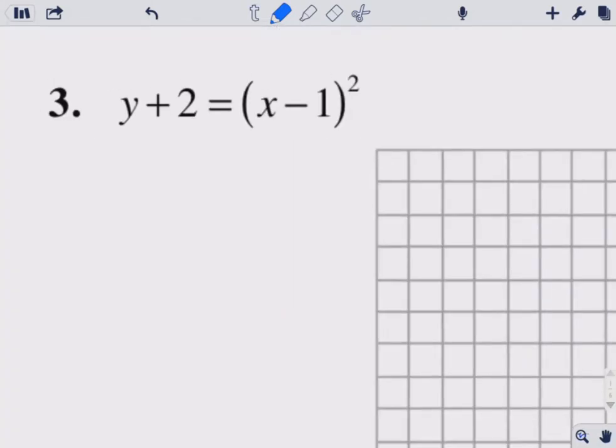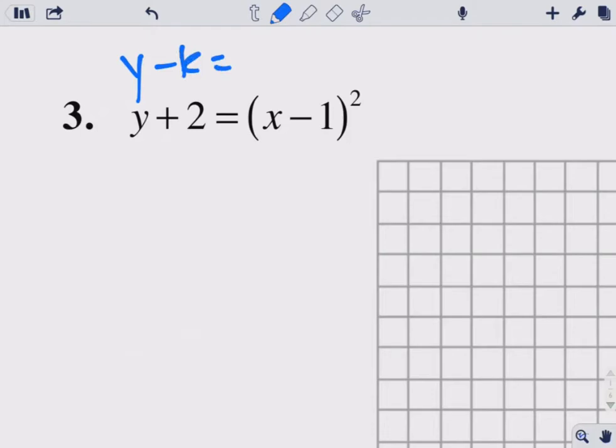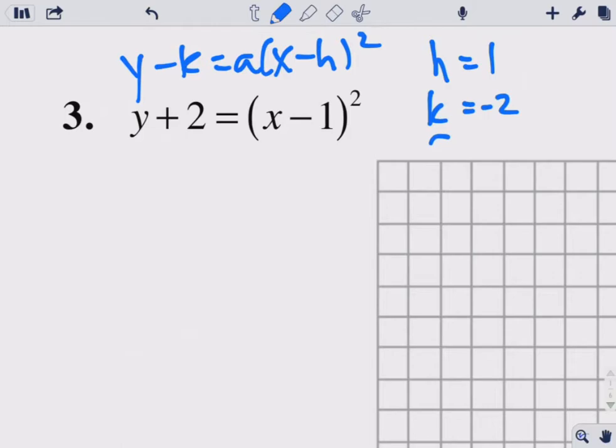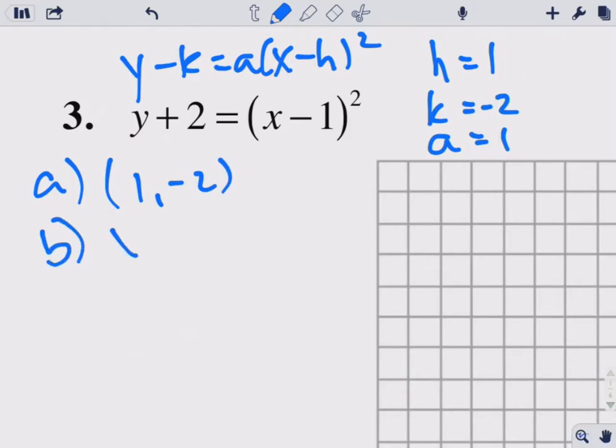So that's number 3. Okay, standard form, y minus k is equal to a times x minus h squared. So h is 1, k is negative 2, a is 1. So A, vertex is 1, negative 2. B, axis of symmetry, x is equal to 1, that's the x coordinate of the vertex.